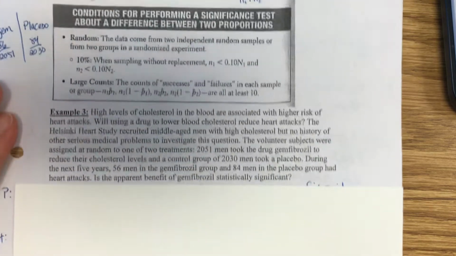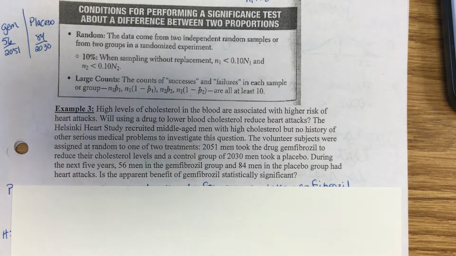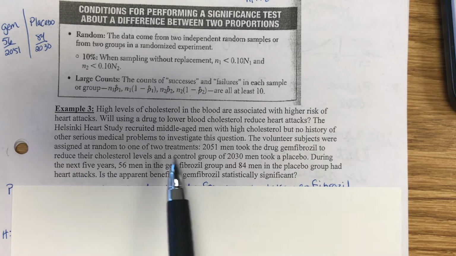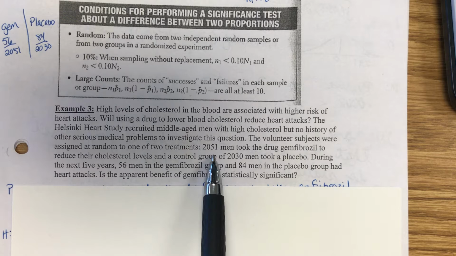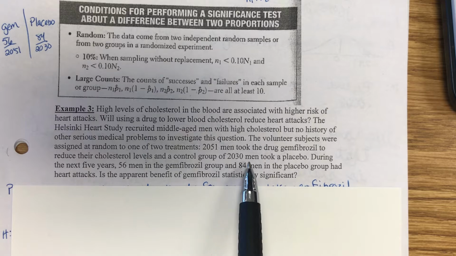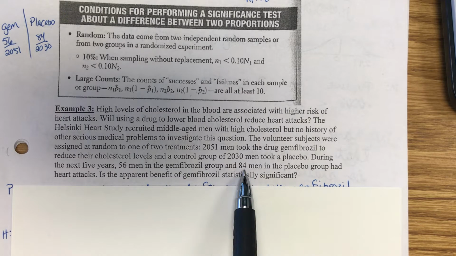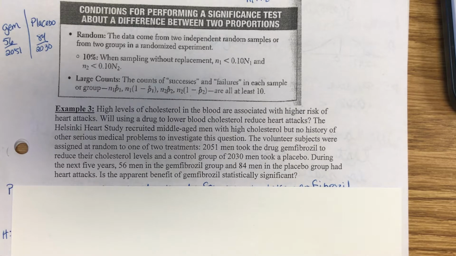So if we take a look at example 3, high levels of cholesterol in the blood are associated with higher risk of heart attacks. Will using a drug to lower blood cholesterol reduce heart attacks? The Helsinki Heart Study recruited middle-aged men with high cholesterol but no history of other serious medical problems to investigate this question. The volunteer subjects were assigned at random to one of two treatments. 2,051 men took the drug gemfibrozil to reduce their cholesterol levels, and a control group of 2,030 men took a placebo. During the next 5 years, they studied the men, and 56 men in the gemfibrozil group and 84 men in the placebo group had heart attacks. Is the apparent benefit of gemfibrozil statistically significant?